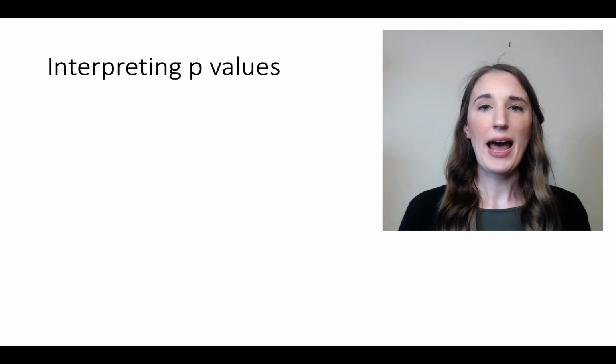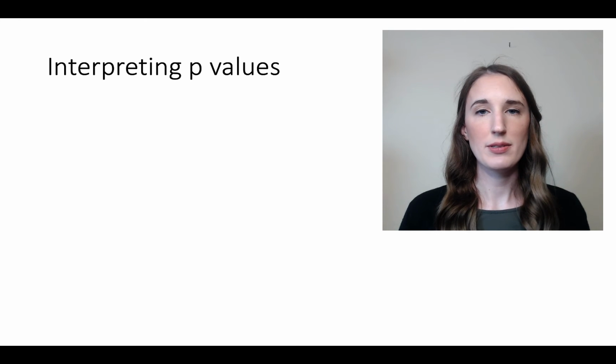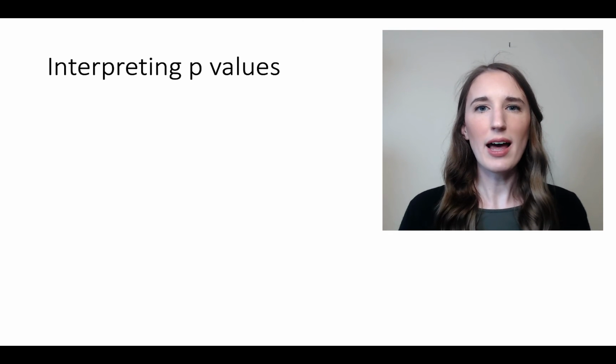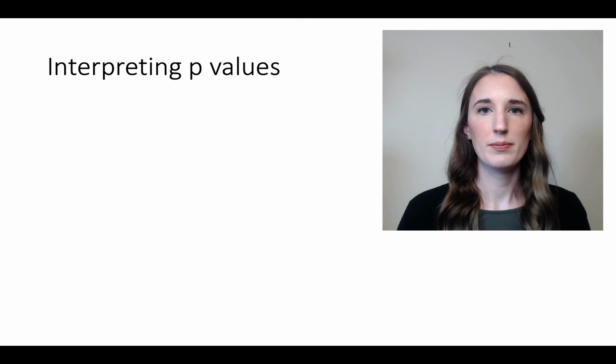Now I want to talk about how to interpret p-values. This is often one of the most confusing parts of interpreting statistical results, and it's where a lot of people go wrong and misinterpret their statistical results.